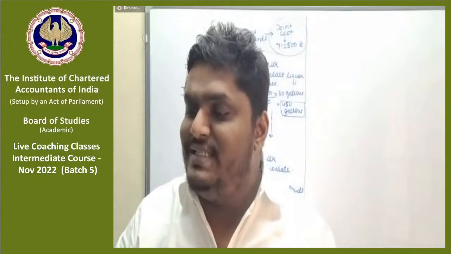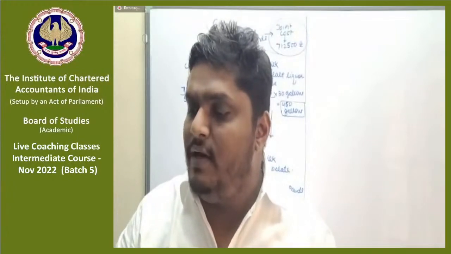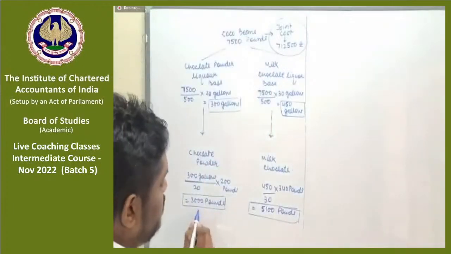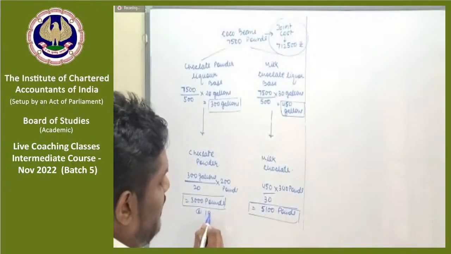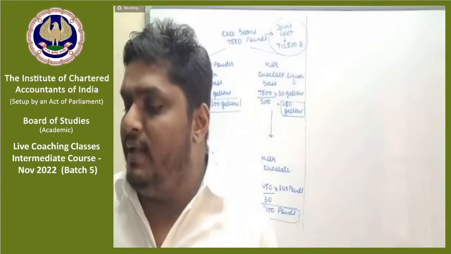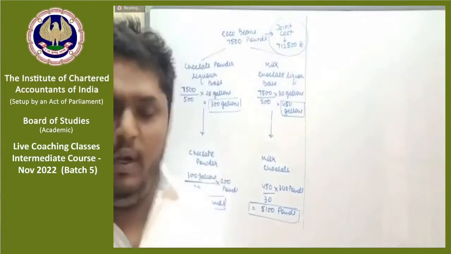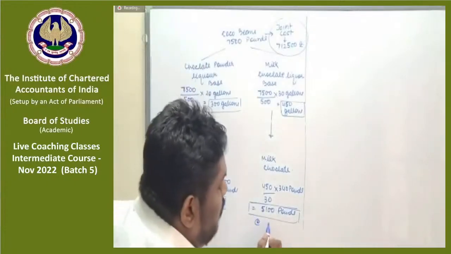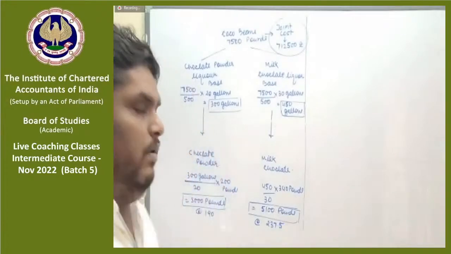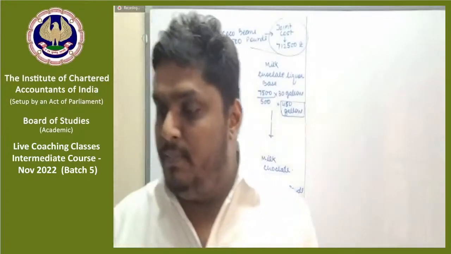Further, in the question, the selling price of the final product is given, that is 190 and 237.5. That is, 3,000 pounds can be sold at the rate 190, and 5,100 pounds can be sold at the rate 237.5. This is also given in the question.